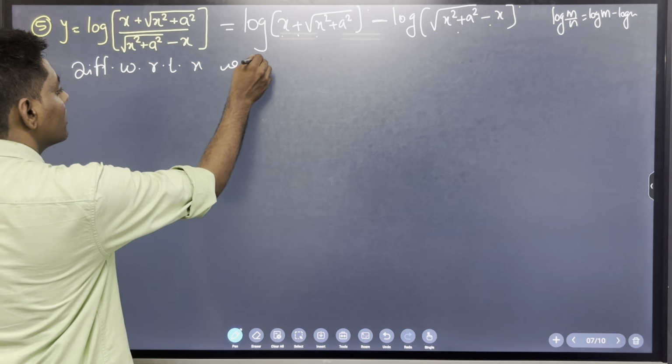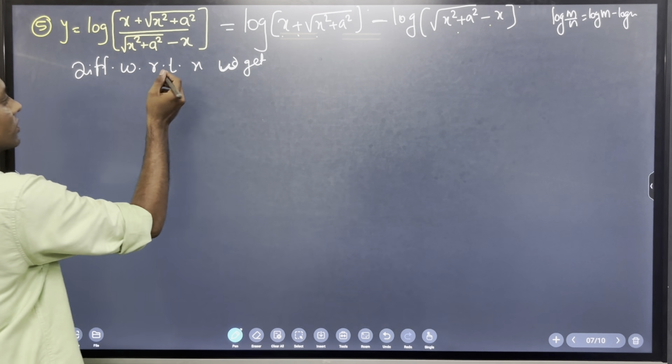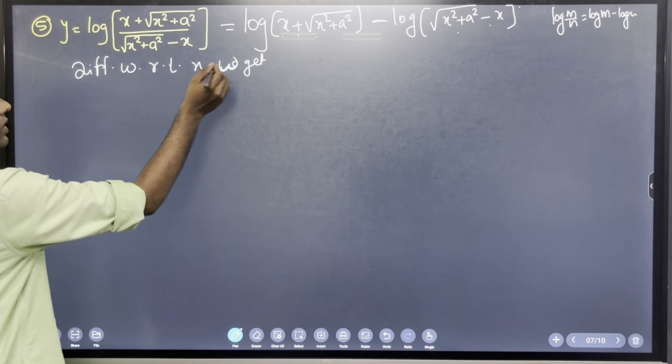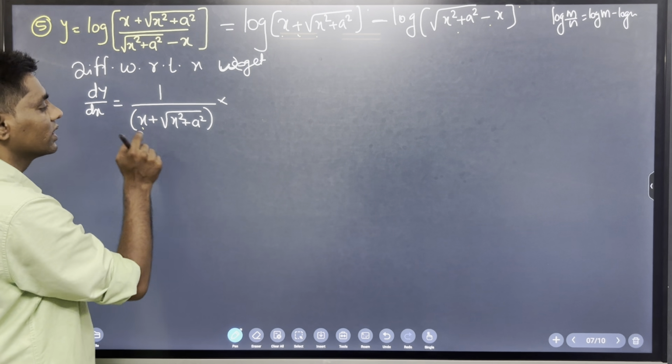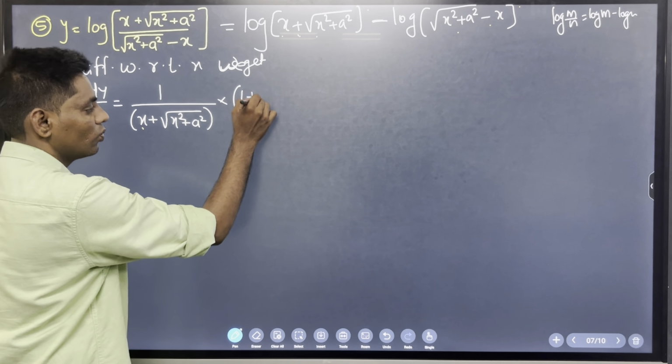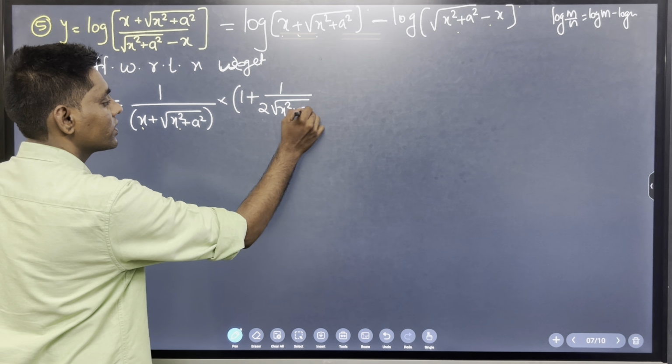So after applying d by dx, we get dy by dx. Just take the derivative of log, which is 1 upon, so here it completely goes to the divide, that is x plus under root of x square plus a square, and again take the derivative of that function. The single x has derivative 1, and the derivative of the root is 1 upon 2 under root of x square plus a square.